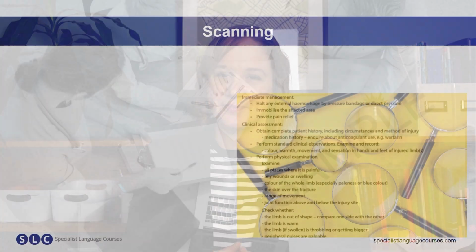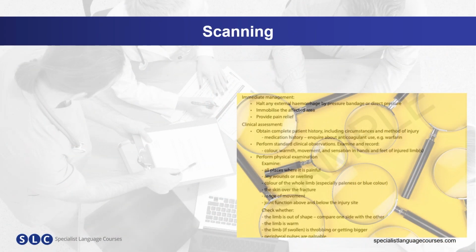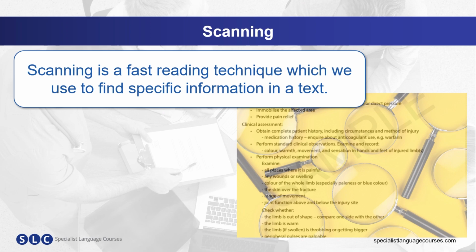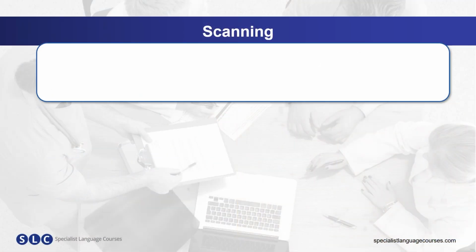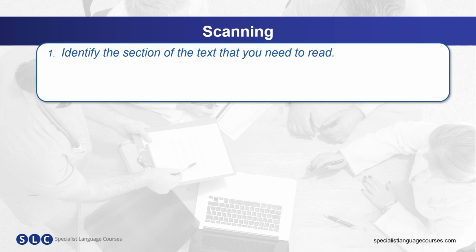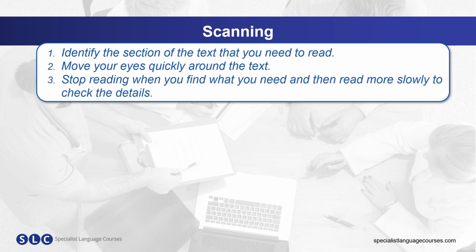Let's go. What is scanning? So scanning is a fast reading technique which we use to find specific information in a text. Everyday examples of scanning are looking a word up in a dictionary, reading a bus timetable, or finding your name on a list. So how do you scan a text? Let's take a look. First, you need to identify the section of the text that you need to read. Then move your eyes quickly around the text and stop reading when you find what you need. This is when you read more slowly to check the details.